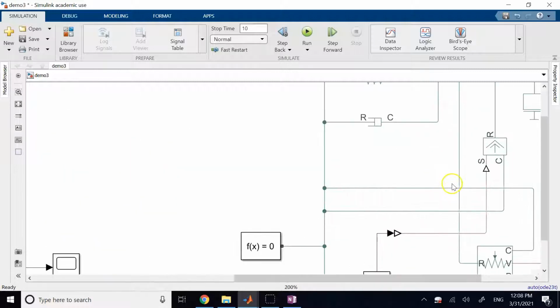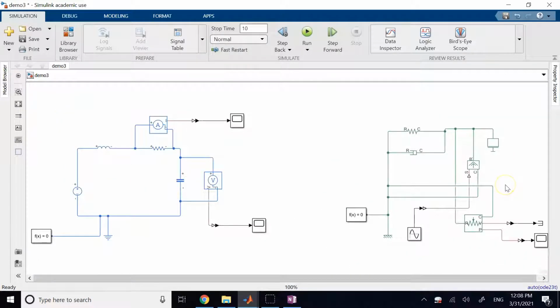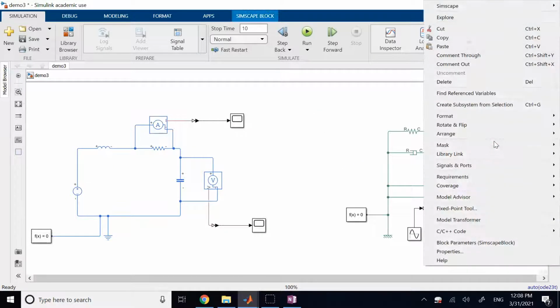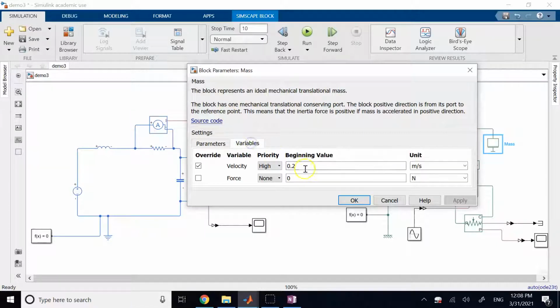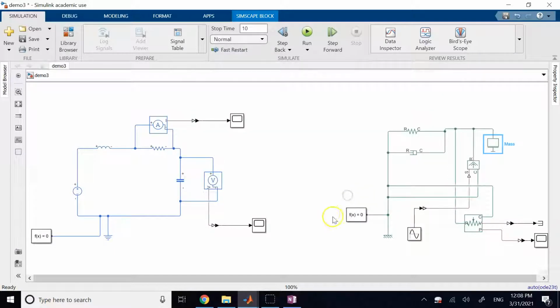So what I want here is the mass block. Okay, so this is called the mass block, and this mass block basically can determine the mass of the object in any unit that you want, and it also allows you to determine the initial velocity for the mass. So here, let's say I want the initial velocity of the block to be 0.2 meters per second.